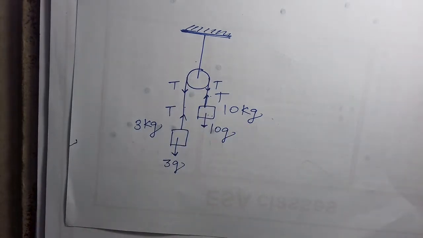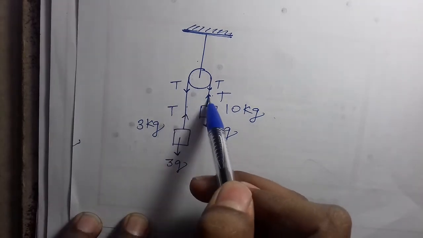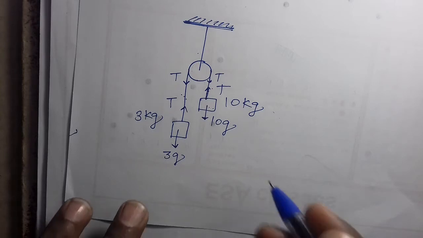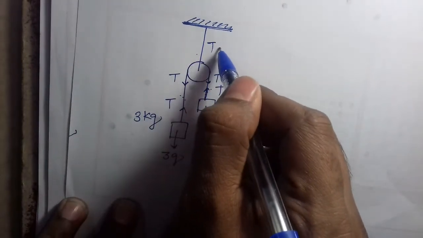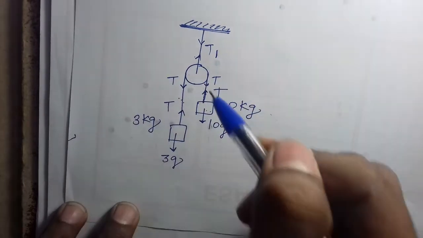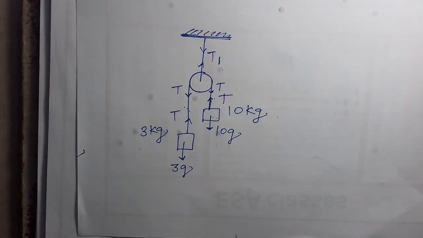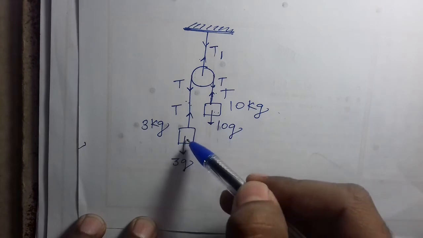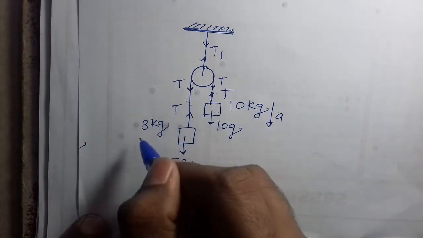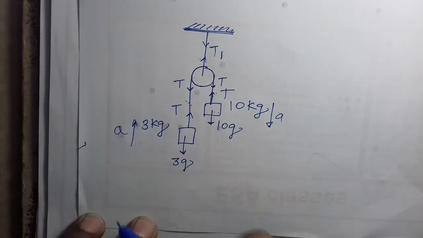If pulley has no mass, if pulley is massless, then tension on both sides is same. If pulley has mass, then tension on both sides is different. Let this tension be T1, upward direction on pulley and downward direction on the roof. Then this object will go in downward direction, this object will go in upward direction, therefore acceleration is in downward direction, here acceleration is in upward direction.